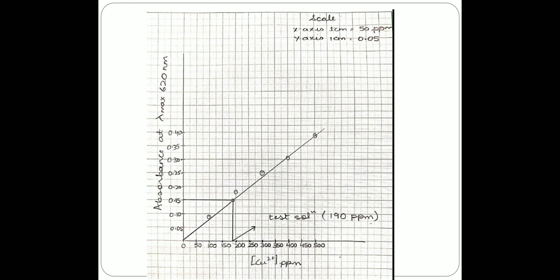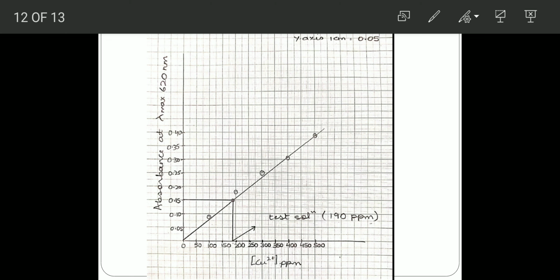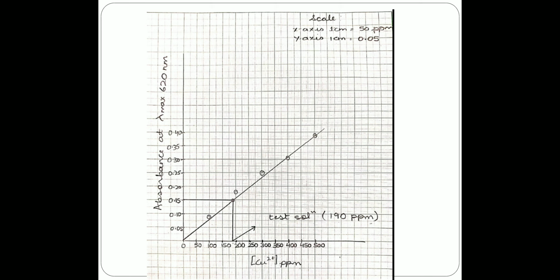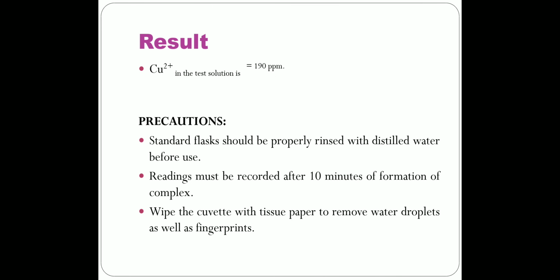Then we can also plot the unknown test solution. We know that the absorbance we have received for the unknown solution was 0.15. So we have marked that point and extrapolated it till the line. We have marked that point, and again that mark has been extrapolated to the x-axis. Where this line cuts the x-axis gives me the concentration of the unknown test solution, and you can see that the unknown solution is having a strength of 190 ppm. So my result is that the copper concentration in the test solution is 190 ppm.